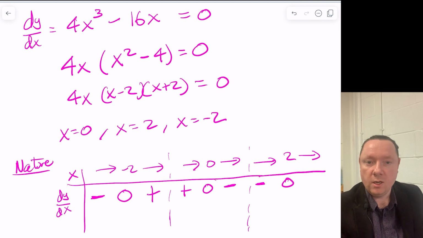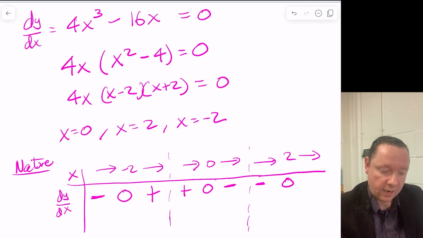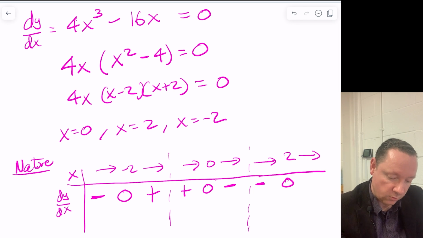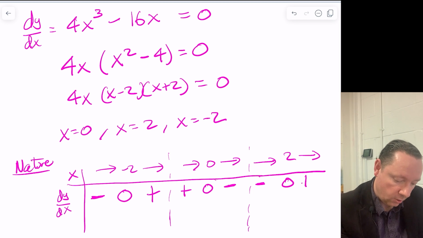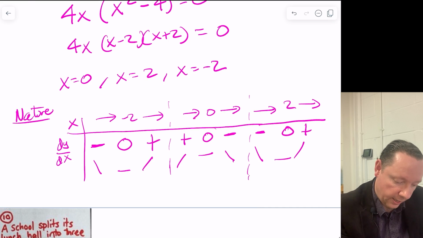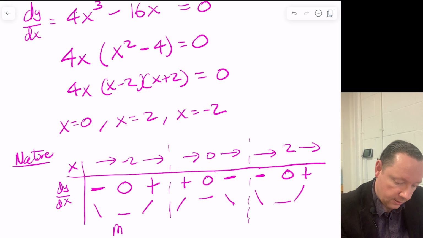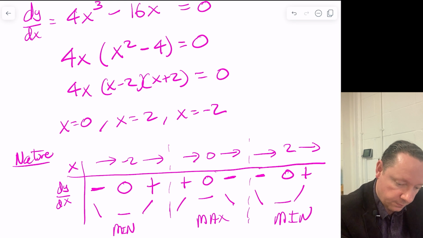3 minus 2 is 1. That's positive. 3 plus 2 is 5. That's positive. Positive times positive is positive. So our shape is down, along, and up. Up, along, and down. Down, along, and up. So that is a min. That's a max. And that's a min. And we need our coordinates.